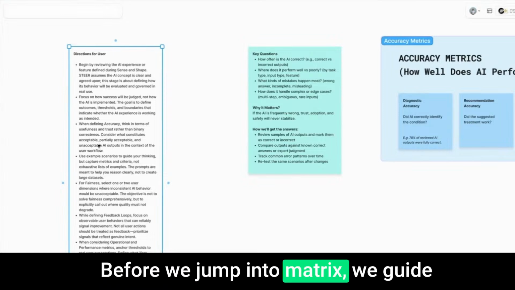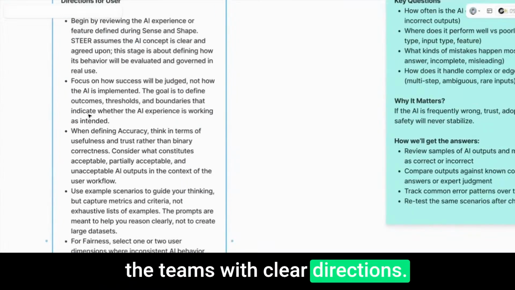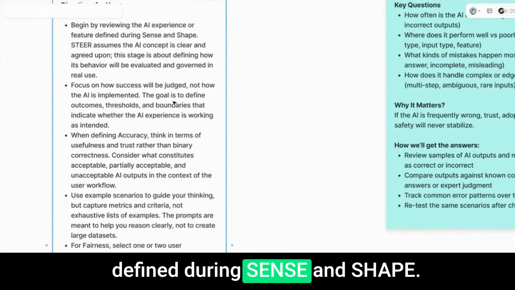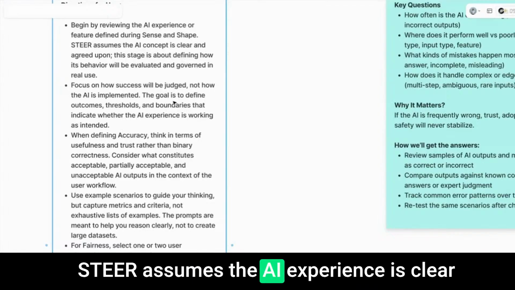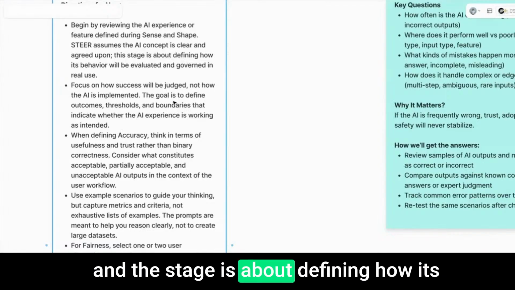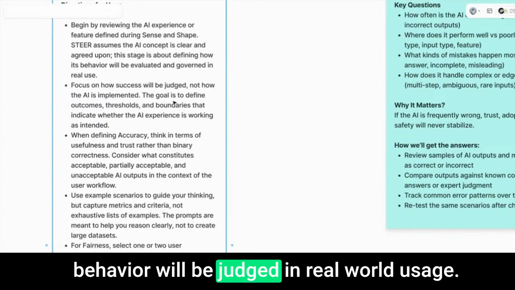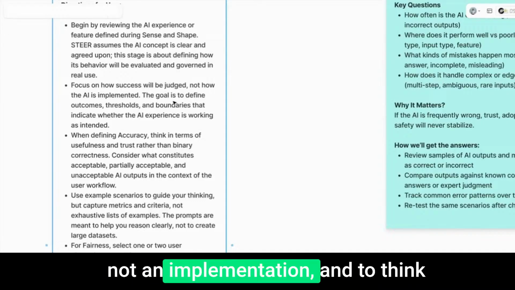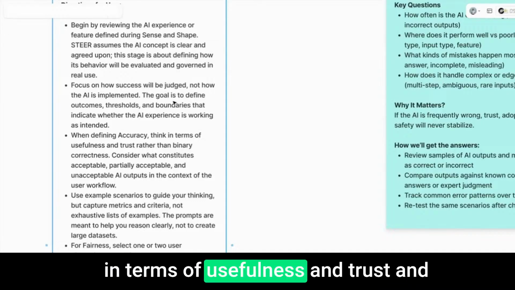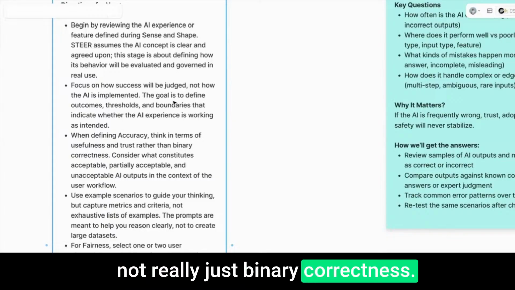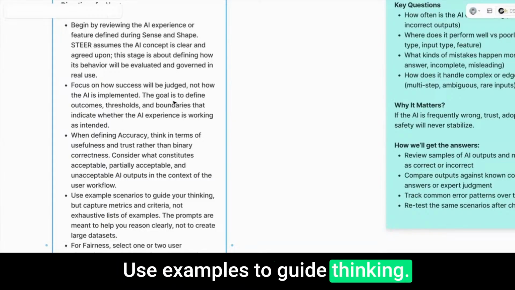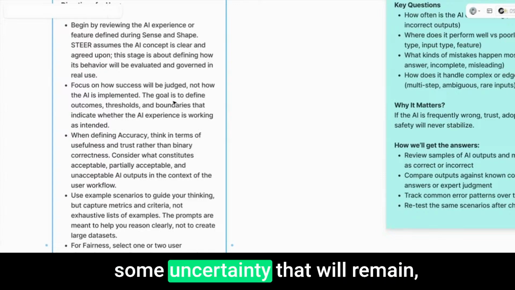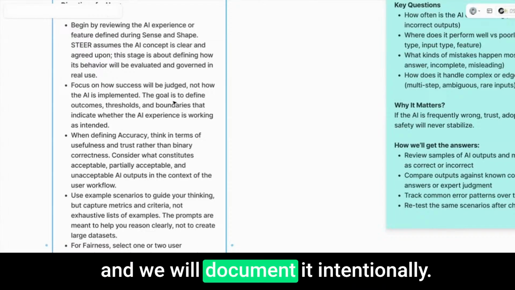Before we jump into metrics, we guide the teams with clear directions. We ask them to first review the AI concept defined during Sense and Shape. Steer assumes the AI experience is clear, and the stage is about defining how its behavior will be judged in real world usage. We ask them to emphasize outcomes, not implementation, and to think in terms of usefulness and trust and not just binary correctness. Use examples to guide thinking, but capture measurable criteria. We also accept that there will be some uncertainty that will remain, and we will document it intentionally.